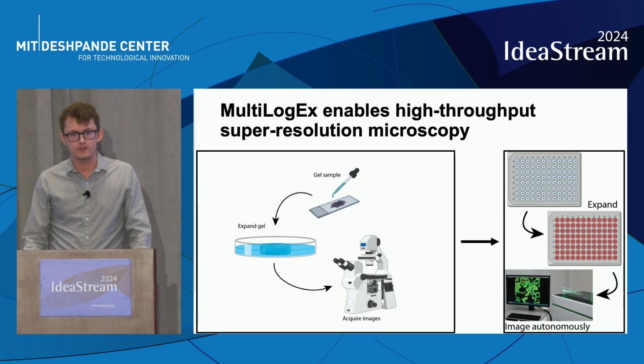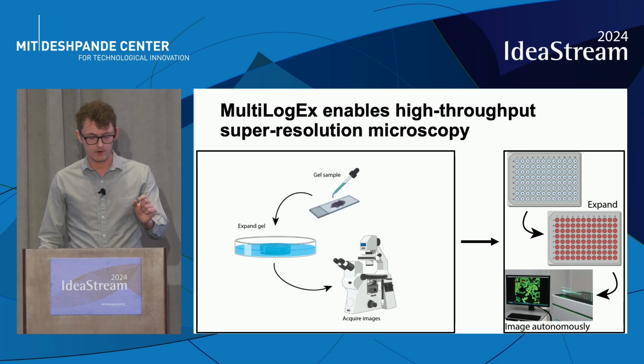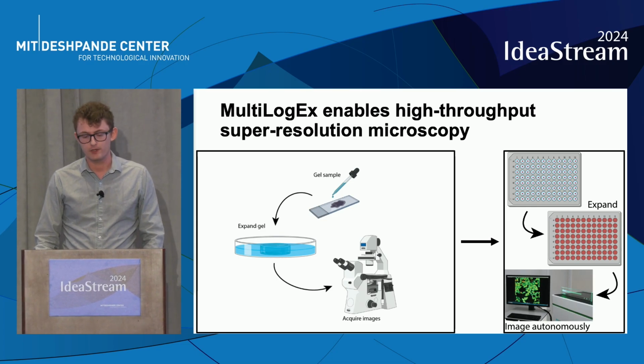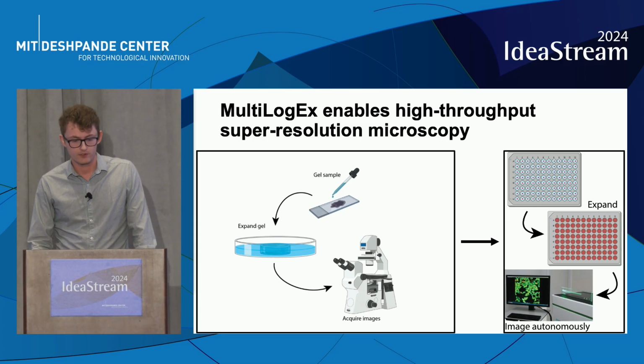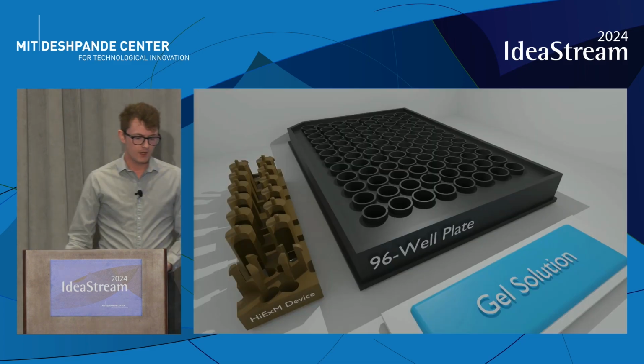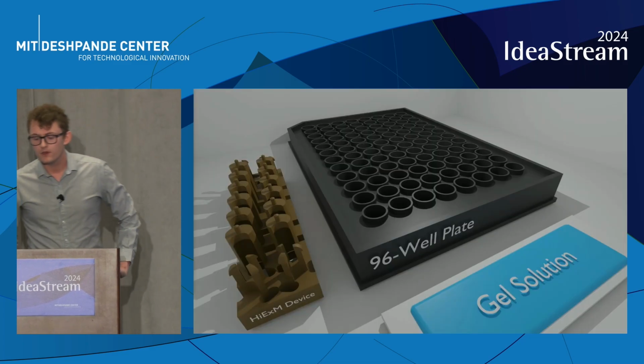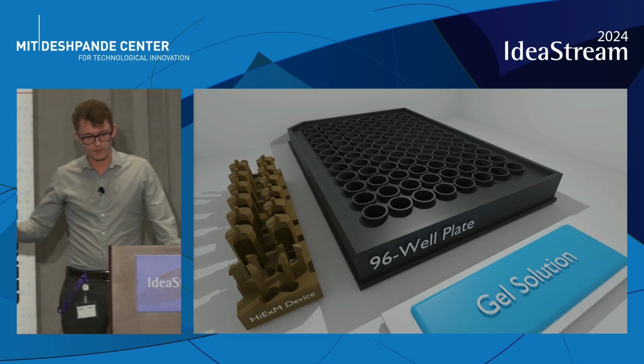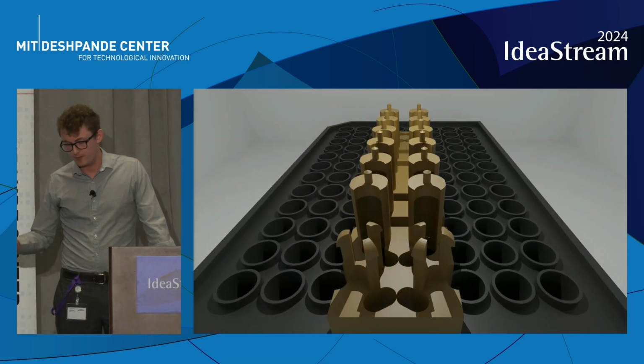So we took it upon ourselves to develop a technique that puts expansion microscopy directly in the wells of a 96 well plate to solve the throughput issue in super resolution microscopy. And the device that we came up with, oh, there's the timer, is this plastic well plate insert. We have a patent filed for it.